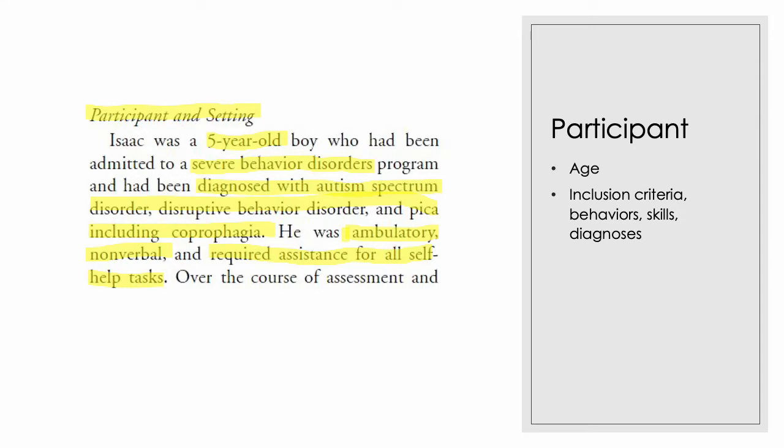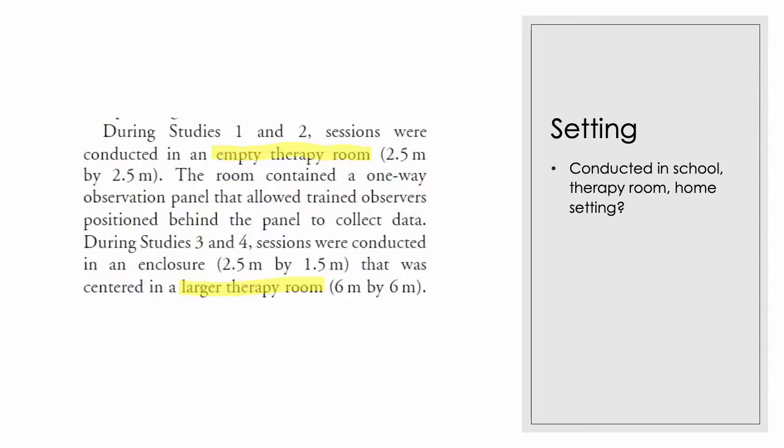Beginning with the participant, you will want to focus on the description of the participant or participants, including their age, the inclusion criteria, behavior skills, and diagnoses. This information is relevant to see in what ways the included participant is similar or dissimilar to your client or student. We see in this article the participant is 5 years old, has severe behaviors, has diagnoses including ASD, disruptive behavior disorder, and pica. He is also ambulatory, nonverbal, and requires assistance for all self-help tasks.